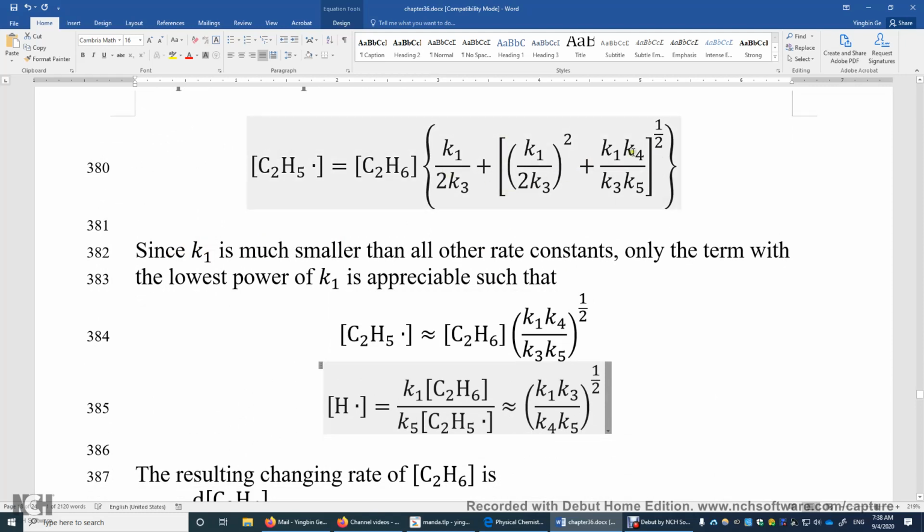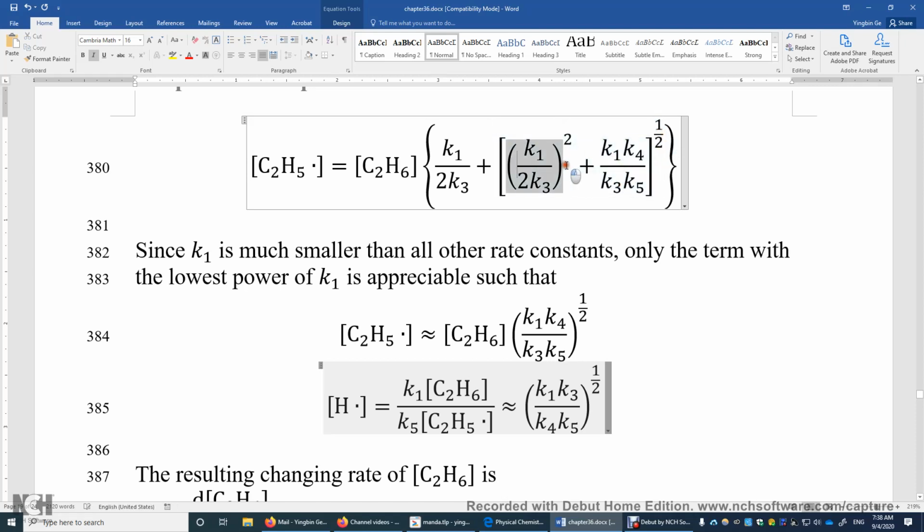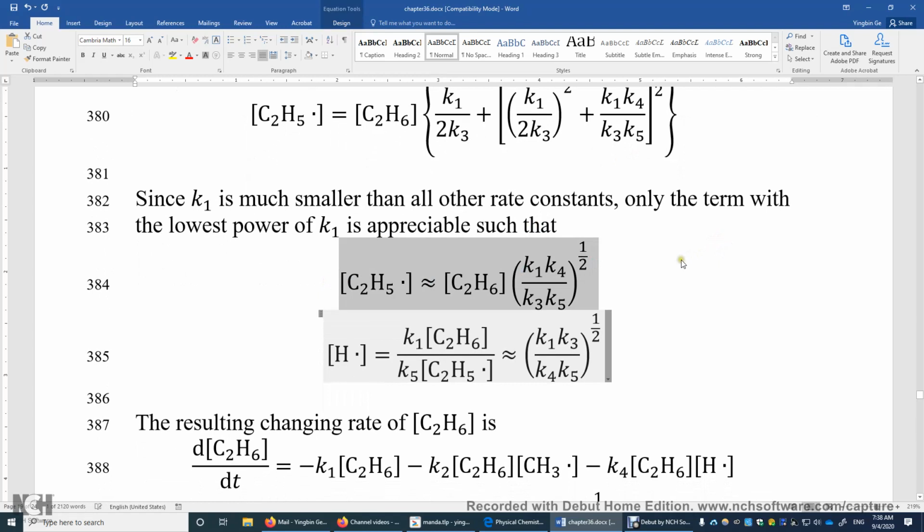We're looking at these 3 terms and realize this is proportional to K1, this is proportional to K1 squared, this is proportional to K1. This sum is raised to the power of half. So what we do is we compare these 2 terms and then we delete this term. This is K1 squared. K1 is really small, so K1 squared is negligible. So we delete this term. And then we compare this K1 to the power of 1/2 with K1 to the power 1. And then we can delete this term as well. So in the end, it's going to be just the square root of K1, K4 over K3, K5. So that's why we can write out this equation.